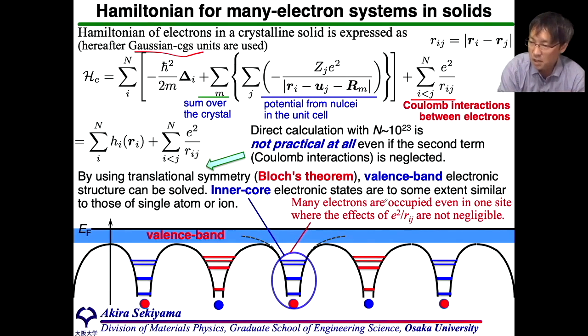So there are many electrons occupied even in the one site, where the effect of the Coulomb interaction represented by the e square over r_ij is not negligible at all. Therefore, I start to explain how the electronic structure is affected by the Coulomb interaction on the single site.